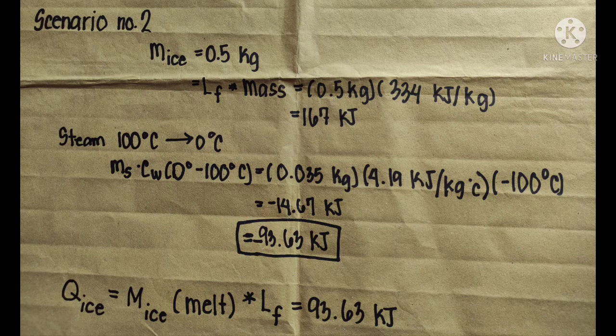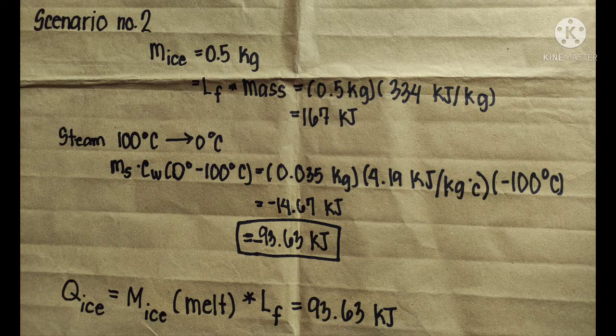Now you notice that the number is actually bigger than the amount of heat released by the steam in the condensation, and that number, if you remember, was 78.96 kilojoules. So let us assume that the steam, in order to release more energy, lowers its temperature from 100 degrees Celsius to 0 degrees Celsius. So how much heat is released now? To answer that question, it will be the mass of the steam multiplied by C water, the heat capacity of water, times 0 degrees Celsius minus 100 degrees Celsius.